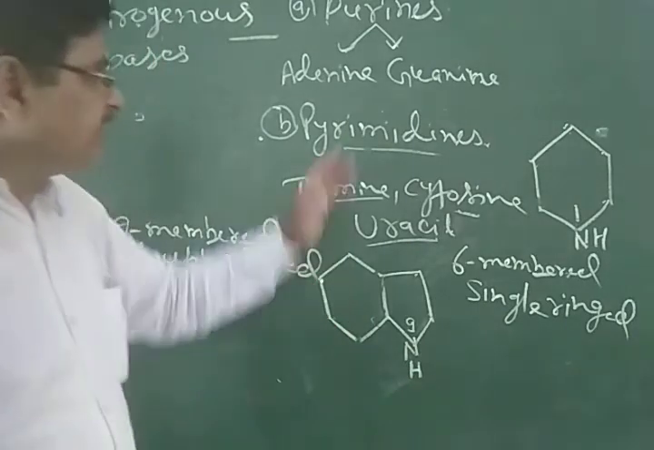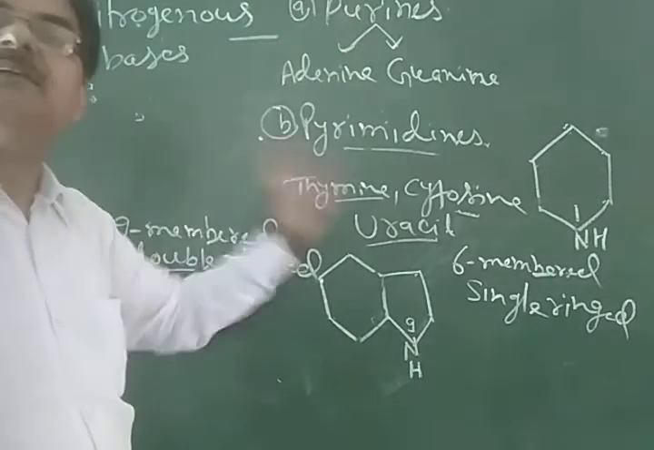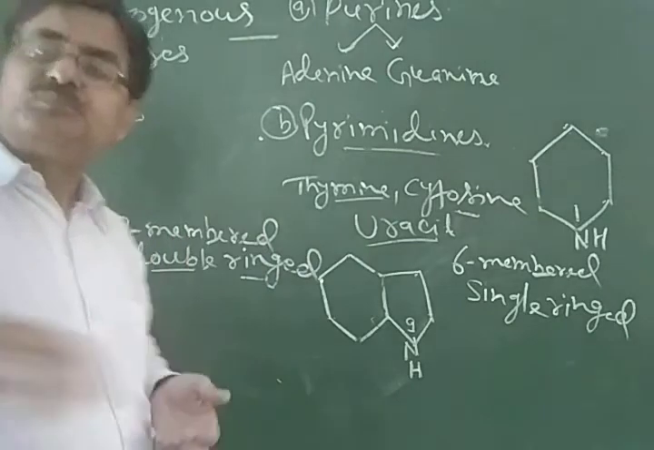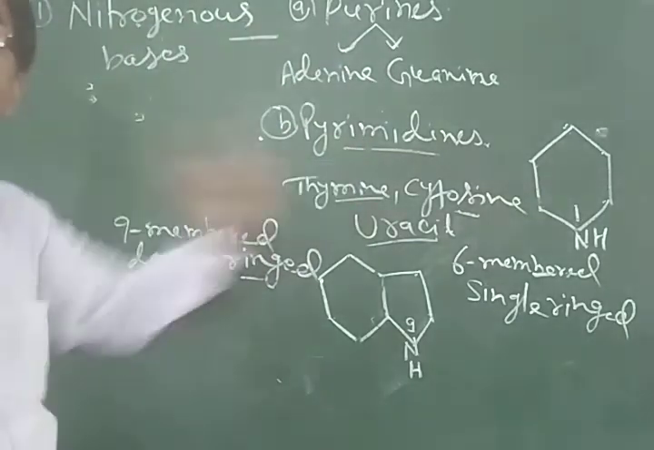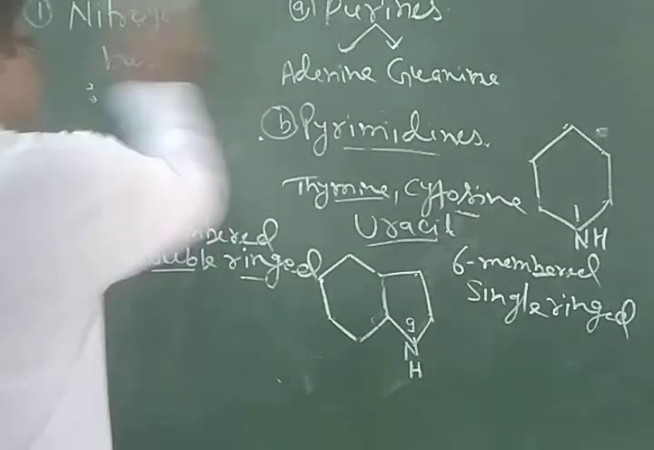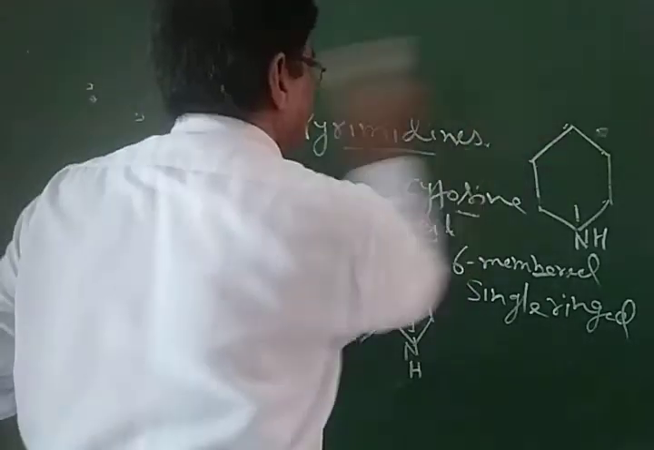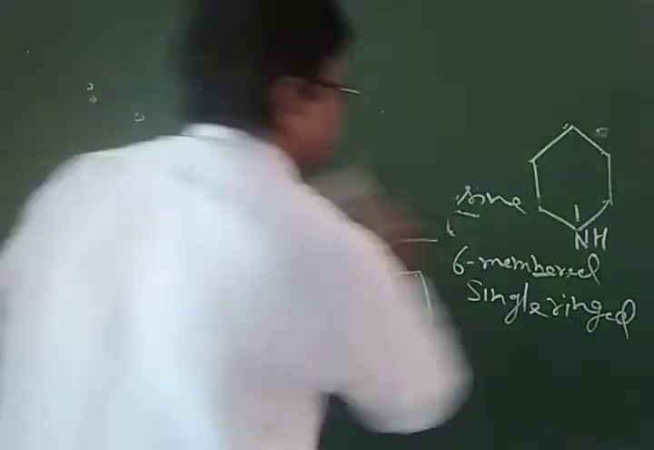So this is the difference between the purines and pyrimidines. Okay. Now we will talk about the second component. This is the nitrogenous bases we discussed here. Now we will talk about the second component, which is the pentose sugar.